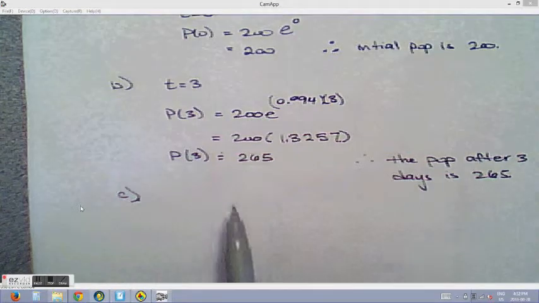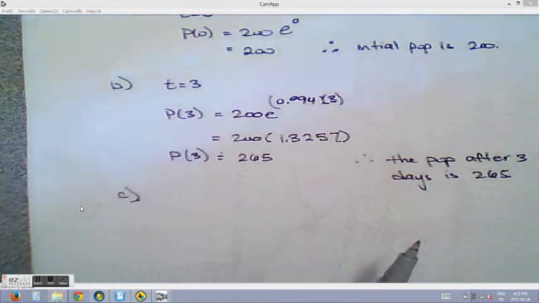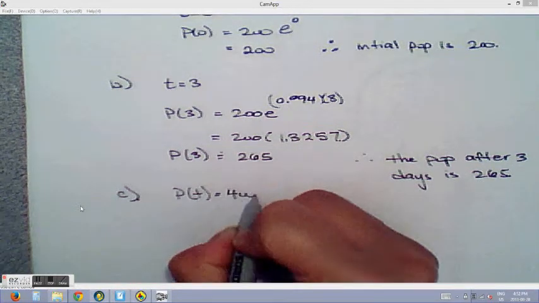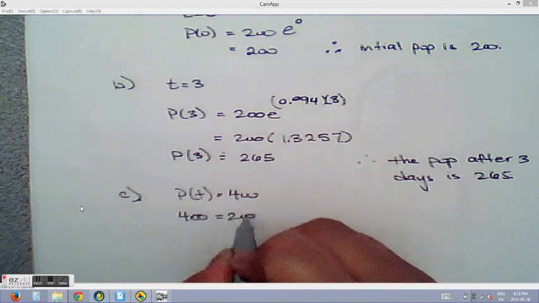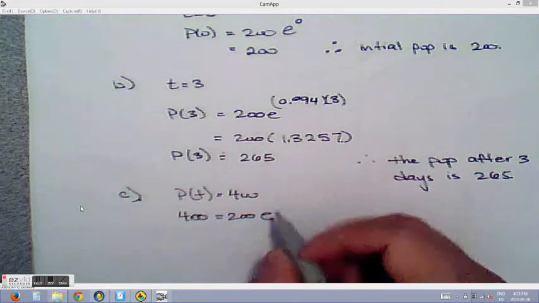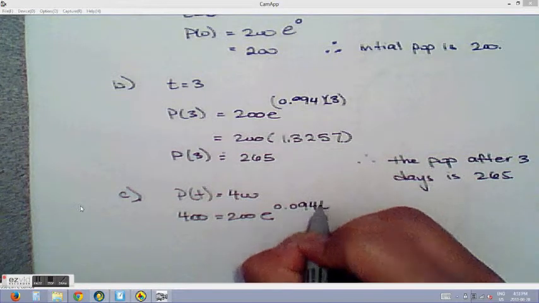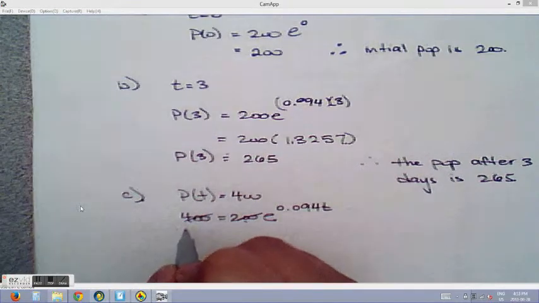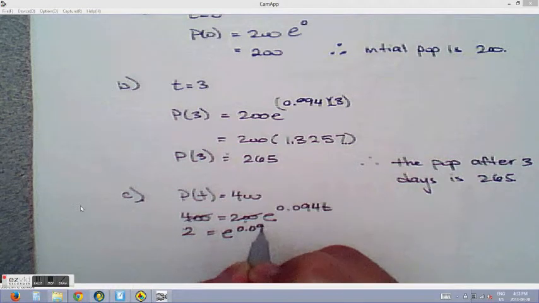So what we could do is take a look at the initial, which is 200. And so to double, it's going to be 400. So P, after a certain time, is 400. So 400 is equal to 200 e to the 0.094 t. Okay, so that will give me now 2 equals e to the 0.094 t.